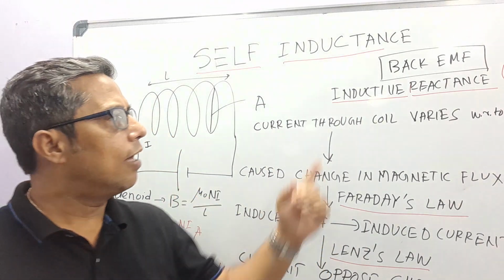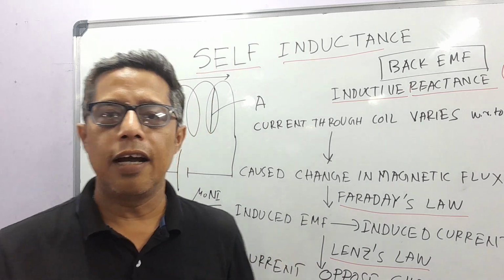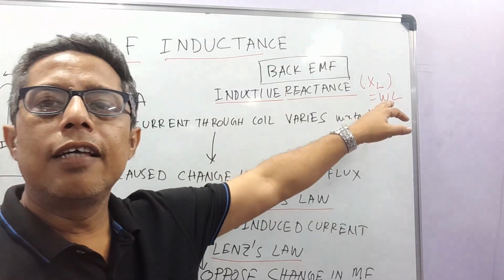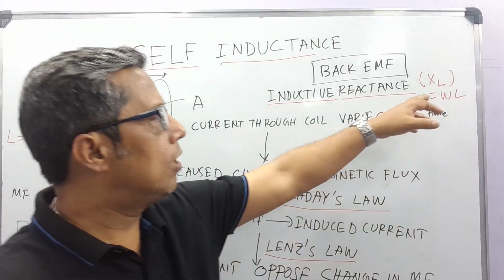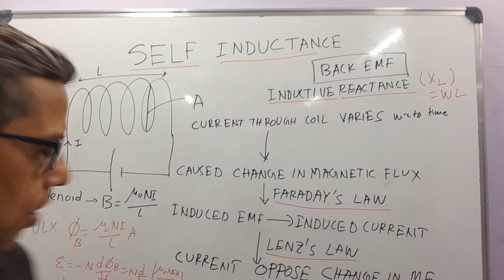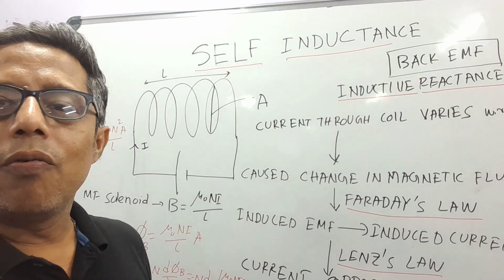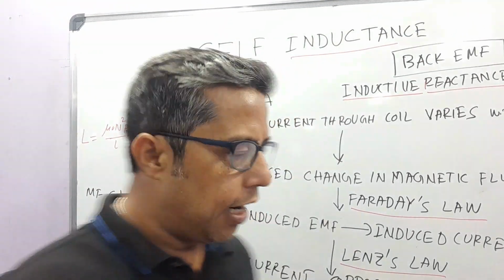And next is the inductive reactance, XL, right? The symbol is XL. Inductive reactance, XL. Whenever you study alternating current, we will know that XL is equal to omega into L. Now, how are we going to quantify L? What is L? L is the symbol of the self-inductance, right?